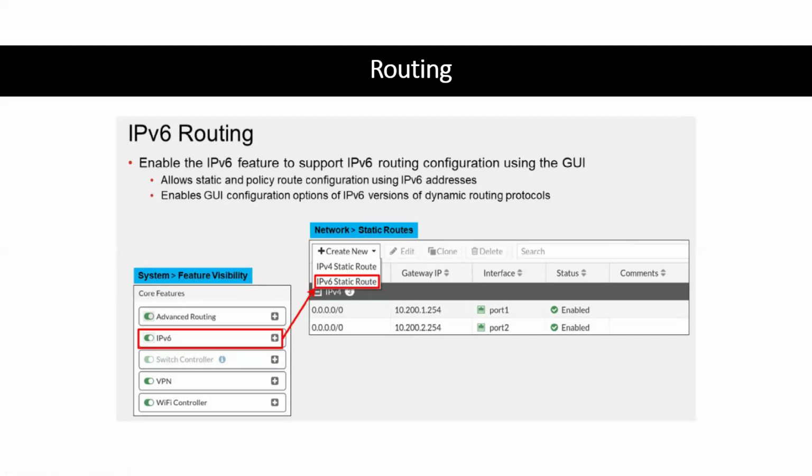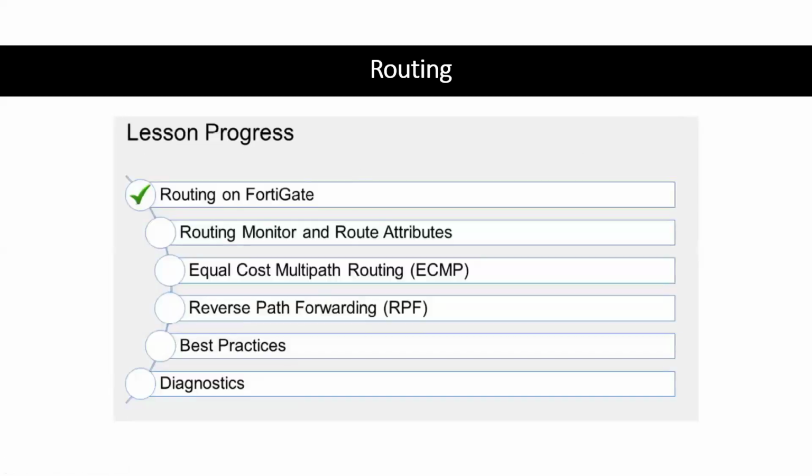None so far for me. Okay, with that being said, you have finished the first section, routing on a FortiGate. I'm going to ask you two questions. Question 1: Which objects can you use to create static routes? Is it A, ISDB objects, or B, service objects? A. There we go.